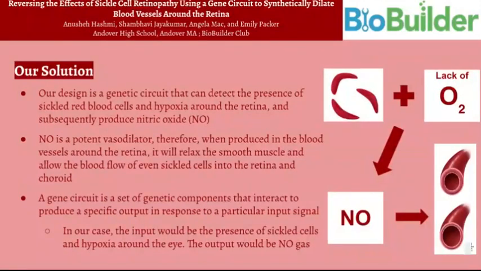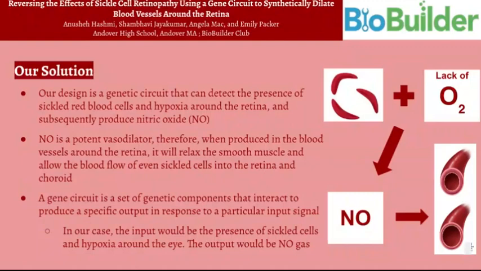Our proposed solution involves the creation of a gene circuit, which generally is a set of genetic components such as promoters, coding sequences, and terminators that interact to produce a specific output in response to a particular input, or in our case, a set of inputs. Our gene circuit is designed to specifically address the problem of sickle cell retinopathy. The circuit is engineered to detect the presence of sickled red blood cells and hypoxia around the retina and then produce nitric oxide to dilate blood vessels and allow sickle cells to pass through and still deliver oxygen to the eye. So basically, it works as a biological stent.